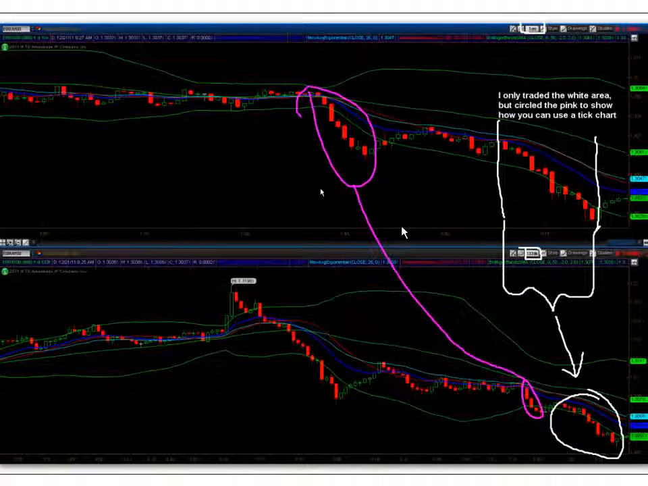So this is December 20th, 2011. For all of my charts, the magenta or purple areas are the trades that I did not take. I'm just simply illustrating the correlation between 1-minute charts and 133 tick charts. And in all the charts, the white sections or regions that I outline are the actual areas that I trade in.